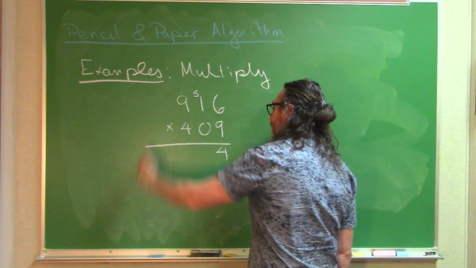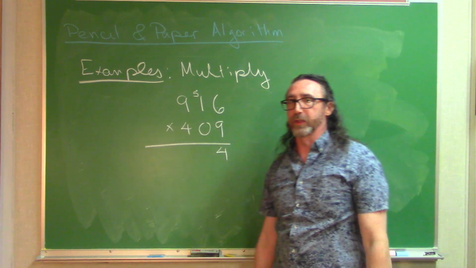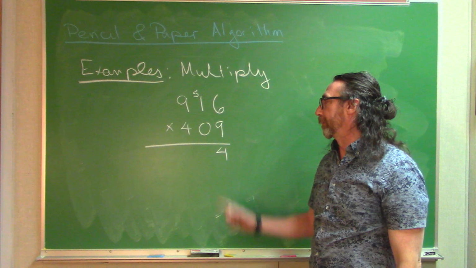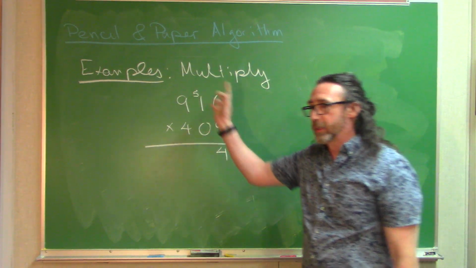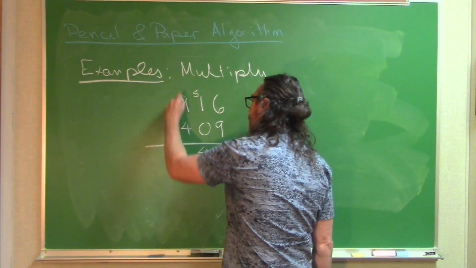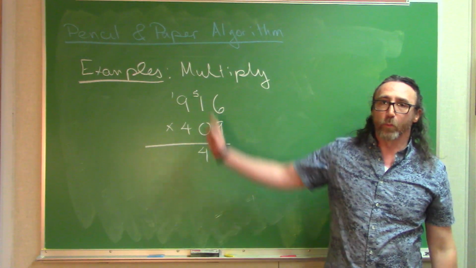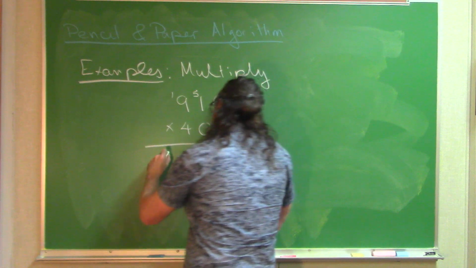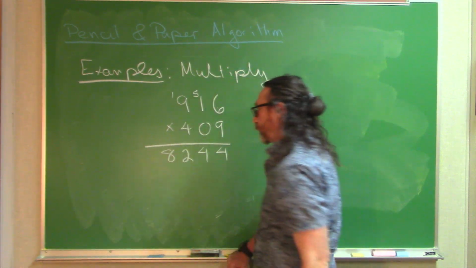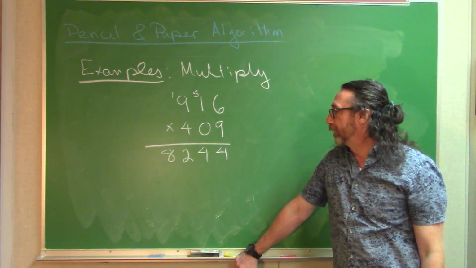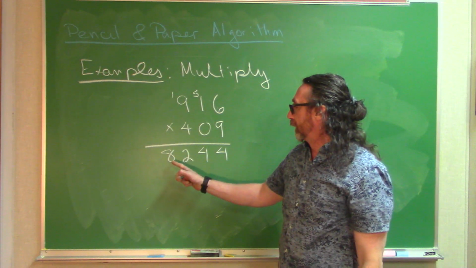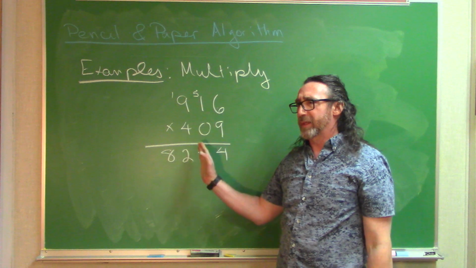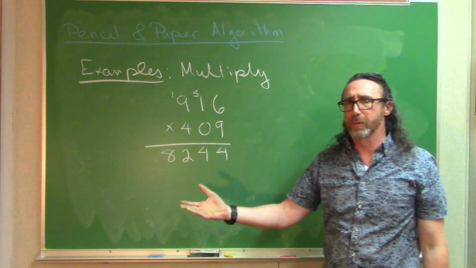So we carry a 5 over to the next place. We rebundle the 5 groups of 10 and put that up here. 1 times 9, of course, is 9. Plus the 5 is 14. Rebundle a 1 over to the next column. 9 times 9 is 81. Plus the 1 is 82. So 8244 right here.